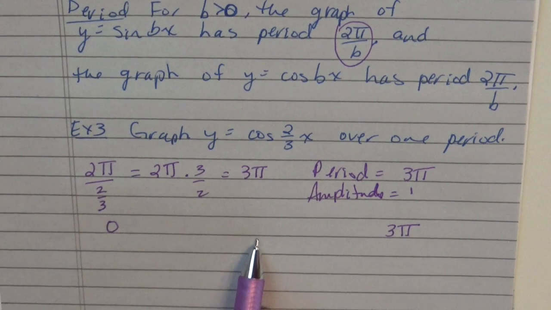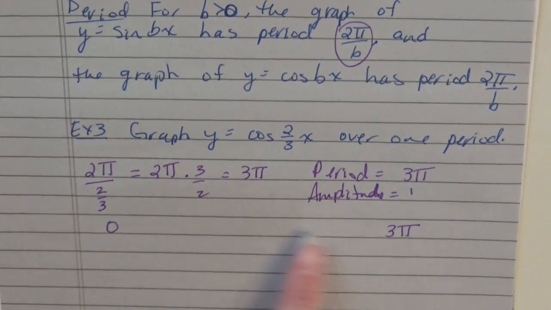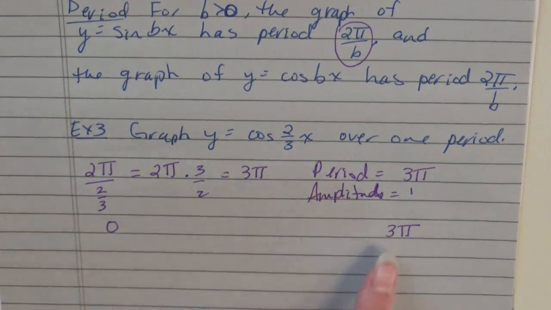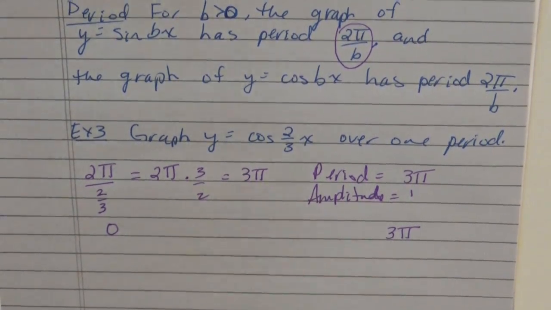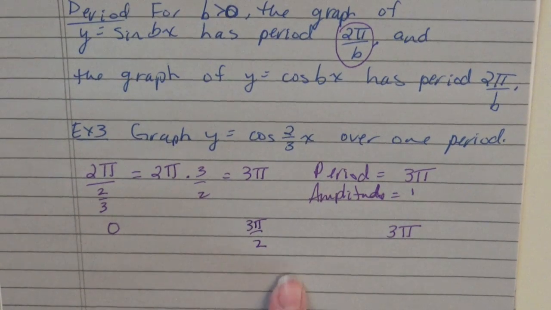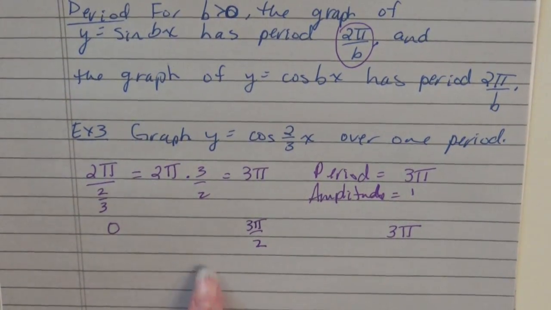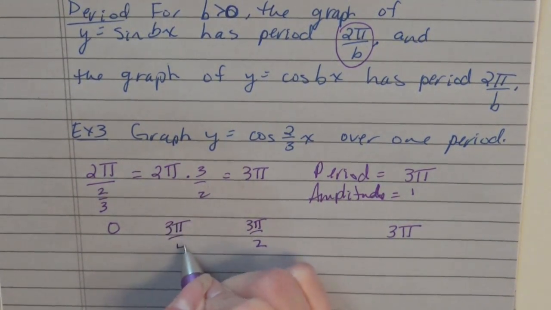To get the halfway point, we just need half of 3 pi. Or in other words, you would add the starting point and the 3 pi for your period, and then divide by 2. So that's going to give us 3 pi over 2, because 3/2 is half of 3. And then you need to do the same here and here. So we need a midpoint there and a midpoint there. So we need half of 3 pi over 2. Well, that's going to be 3 pi over 4.